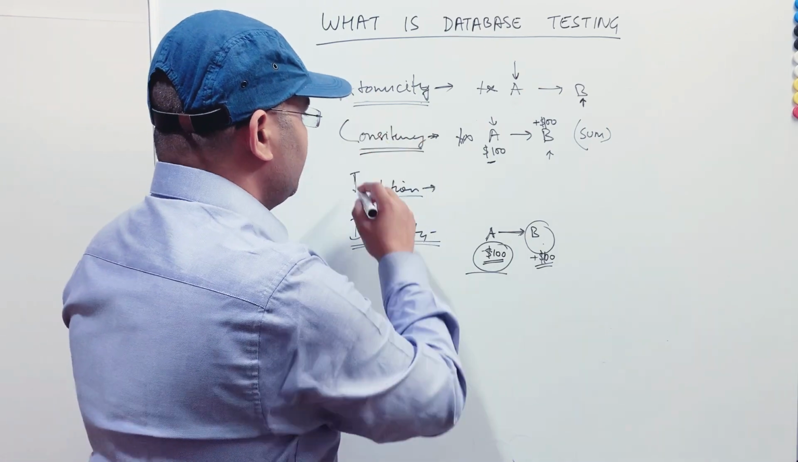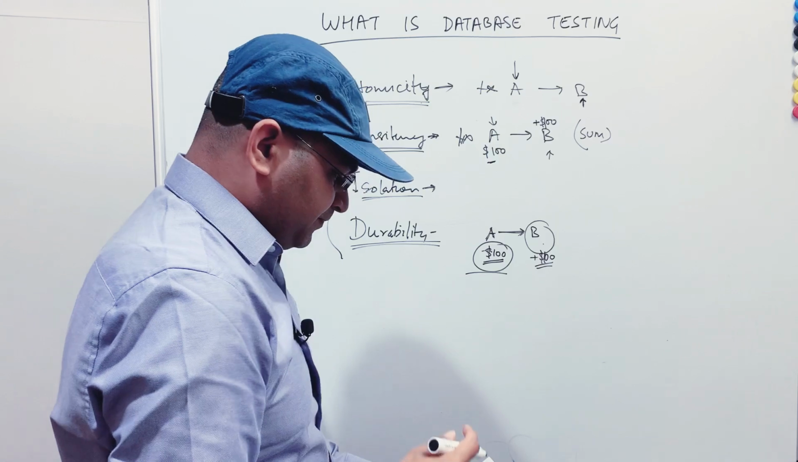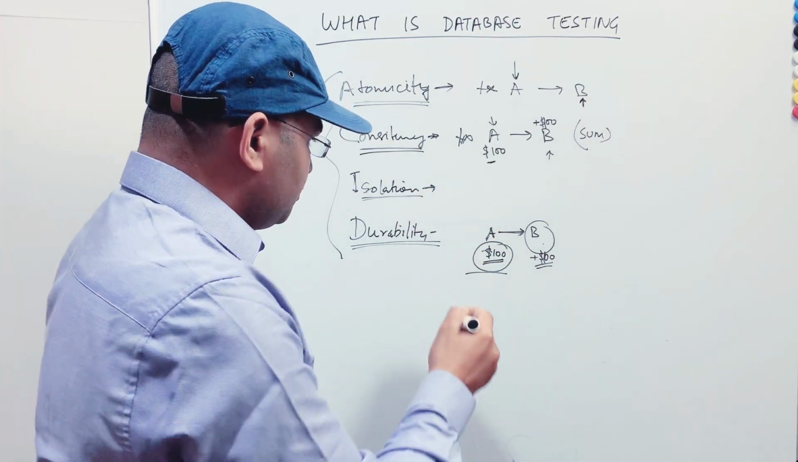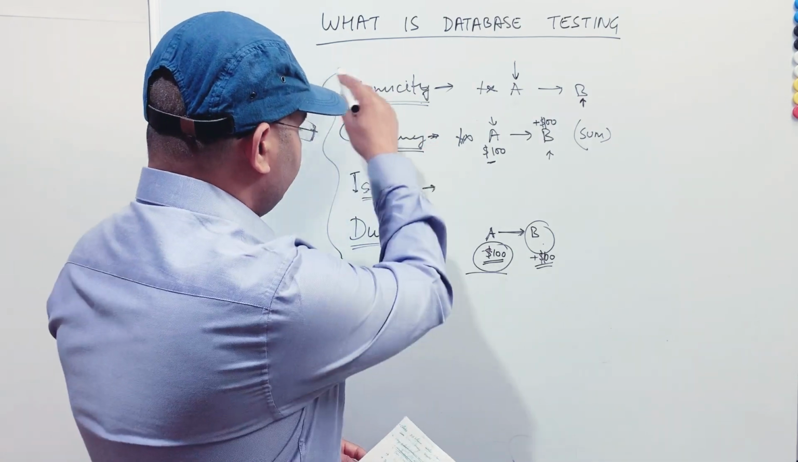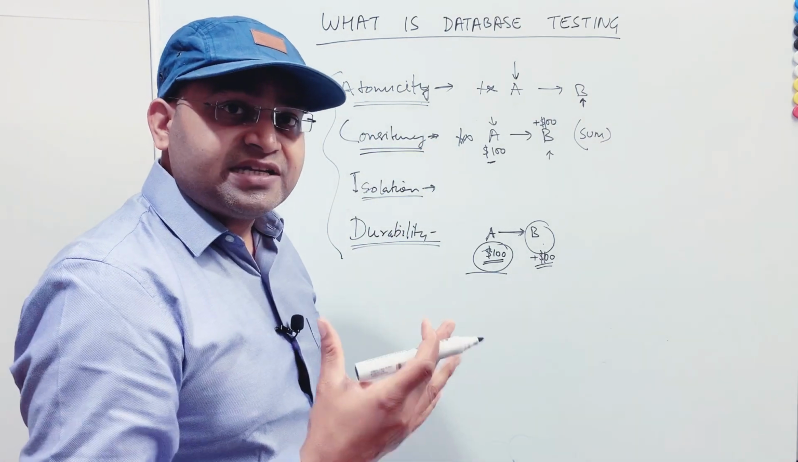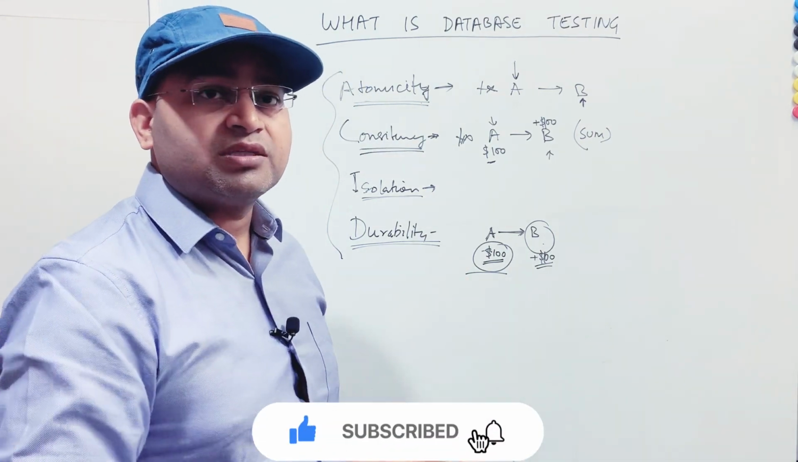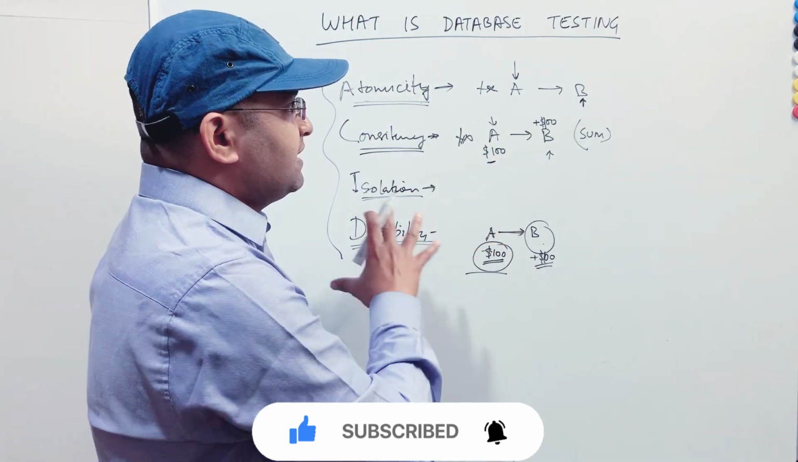So these are very important concepts of database testing. These are the 4 key properties. So ACID property validation, and then along with data mapping, data integrity, and business rule confirmation. These are some of the key things that you will be performing as part of database testing.